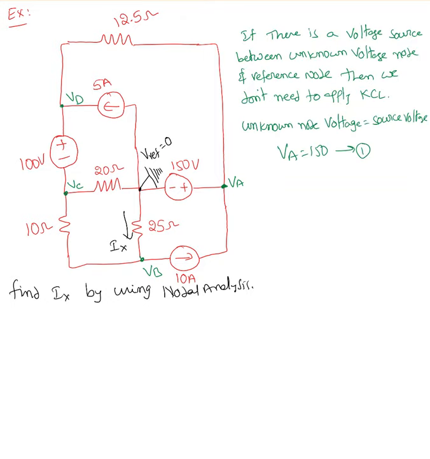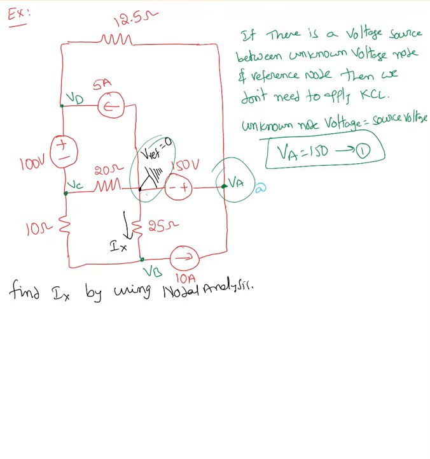I'm repeating that again. If there is a voltage source between an unknown voltage node and the reference node, here is my unknown voltage node, here is the reference, then we don't need to apply KCL. The unknown node voltage is equal to the source voltage, so VA equals 150. So one thing is known.